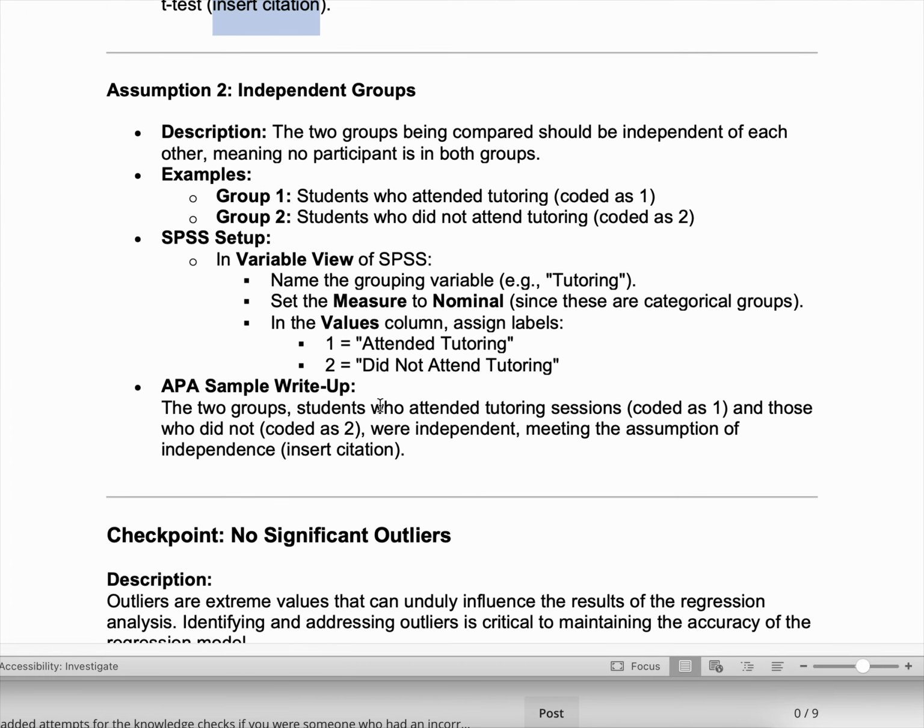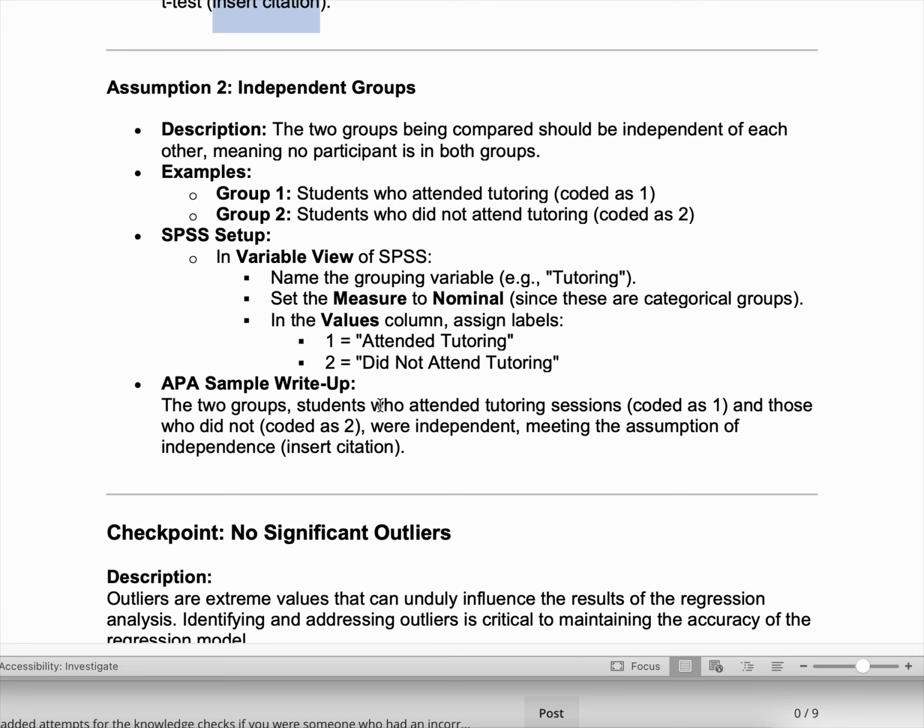Now, the next assumption is that these are independent groups, which just means that one student cannot be in 2 of the groups, in both. So for instance, either you did or you did not attend the tutoring session. You can't be in both of those groups. If I had something like Title I versus not Title I schools, you can only go to one school. So that's kind of the key, is that those groups have to be independent, and what that really just means is a student can't belong in both groups.